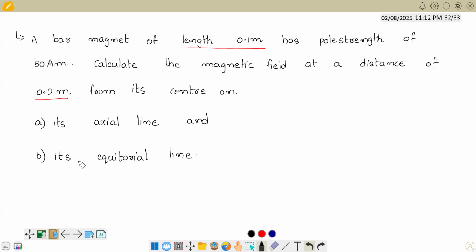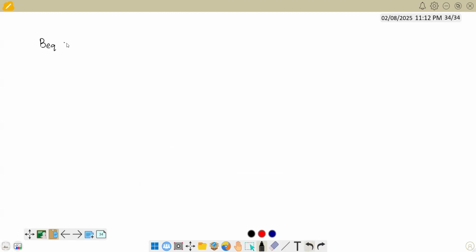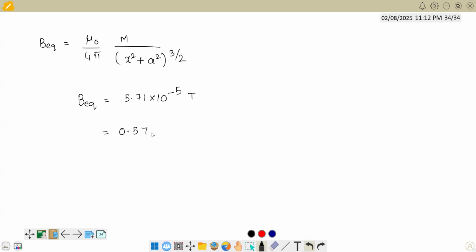Similarly, you try to solve it along the equatorial line. For B on the equatorial line, we will use the formula mu naught by 4 pi, M by x square plus a square whole power 3 by 2. If you substitute everything, you will get B equatorial as 5.71 into 10 power minus 5 Tesla, or you can write it as 0.571 into 10 power minus 4 Tesla.